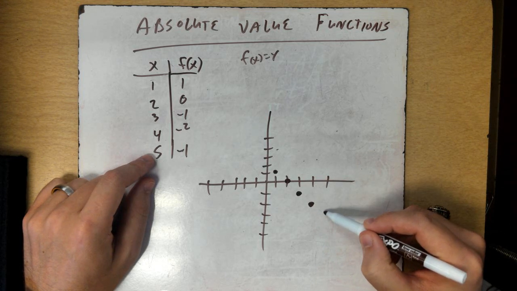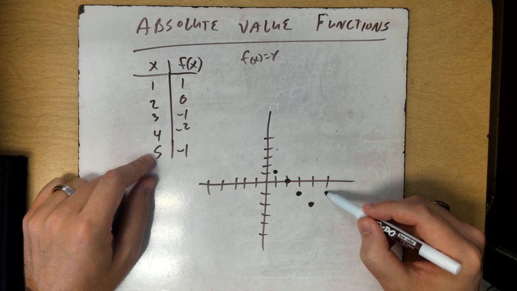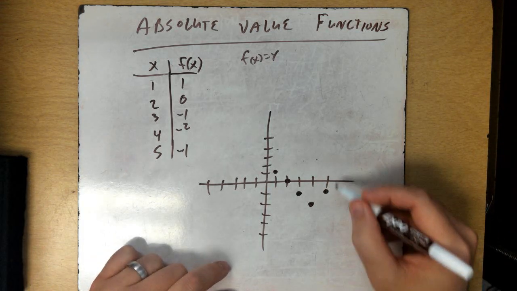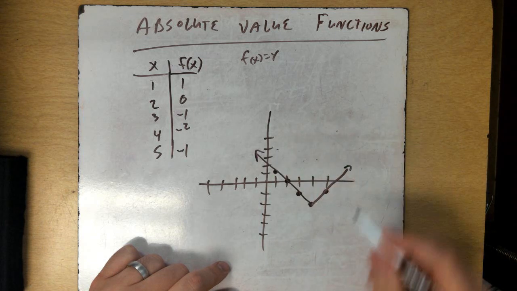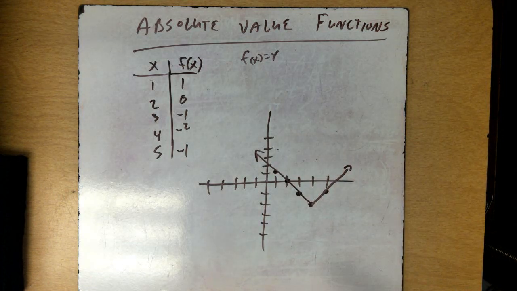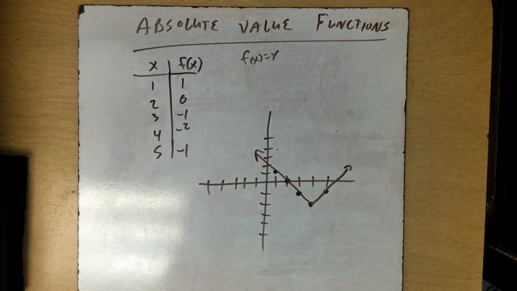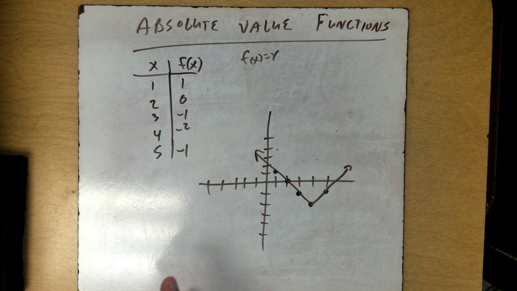You can see how this is going here. Right here, 5 and -1. And then once again, connect your dots there. So you can see how that graph is looking. So that's really all there is to it for this part of the lesson.